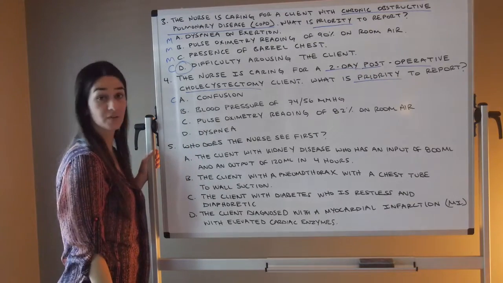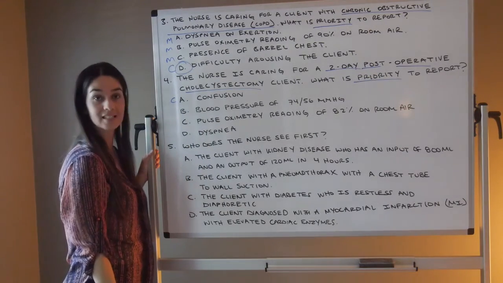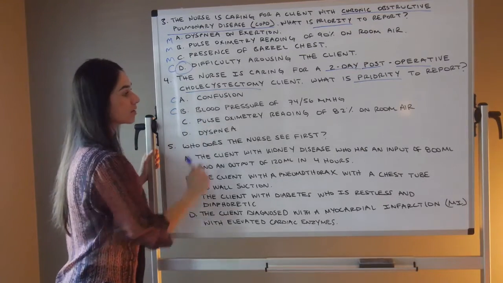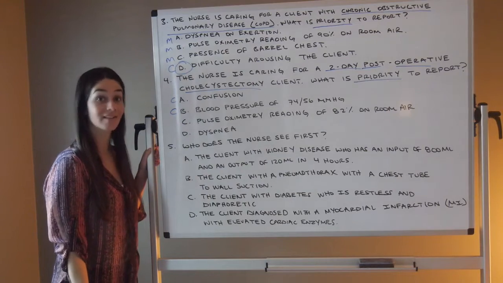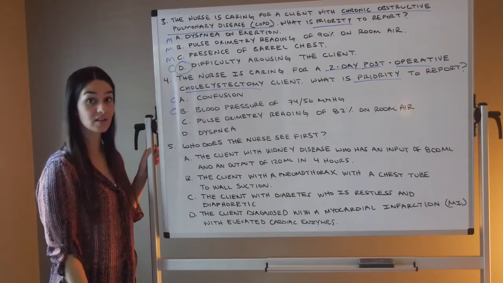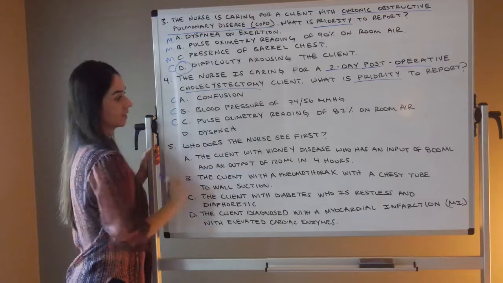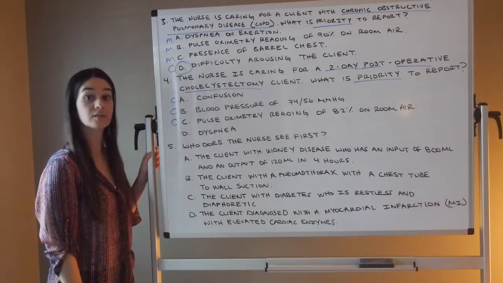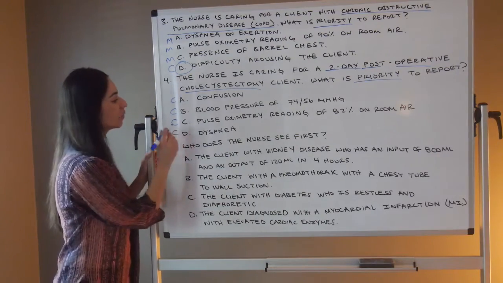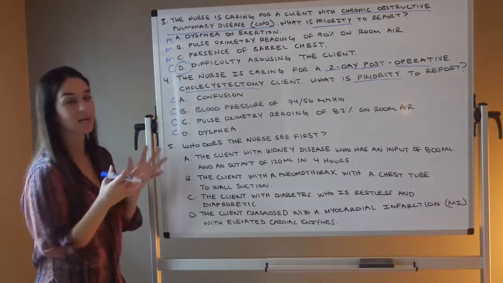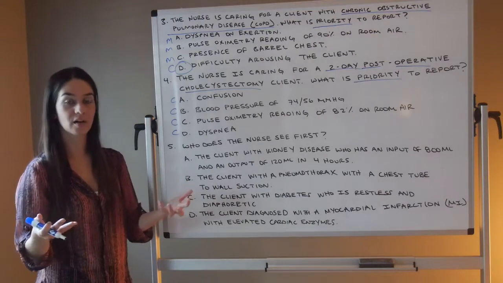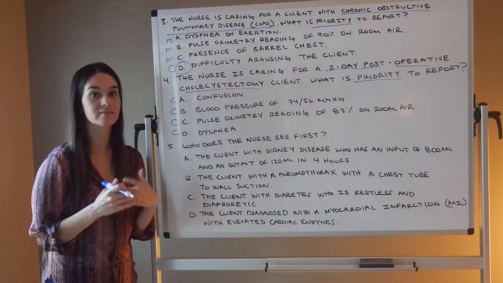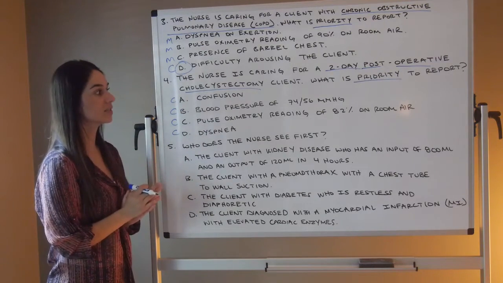Blood pressure of 74 over 56 millimeters of mercury. That is not normal. That is a complication. Pulse oximetry reading of 82% on room air. Again, this is not normal. This is a complication. And dyspnea. Should they have difficulty breathing 2 days post-operative? No. Again, not normal. So now we're looking at all complications. Manifestation versus complication didn't help get rid of an answer choice for us. Or if you want to think expected versus unexpected, didn't help. But let's start labeling it according to Maslow's.